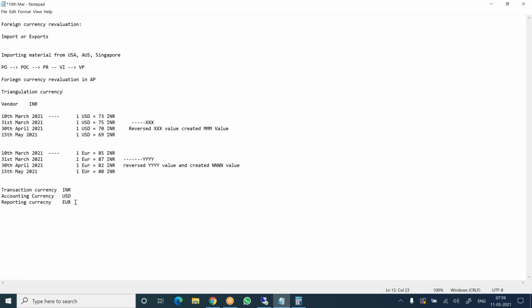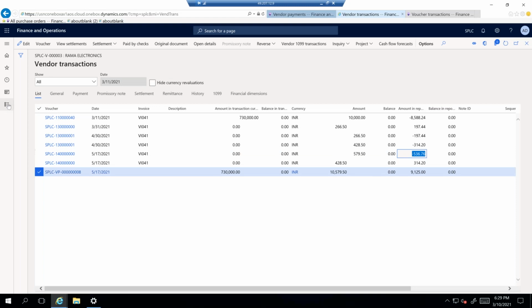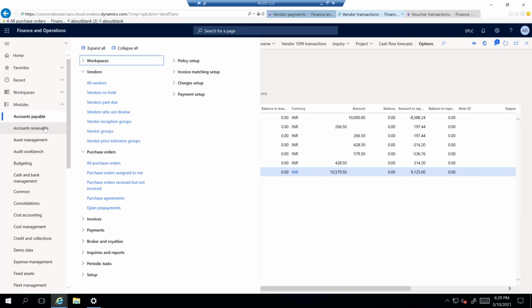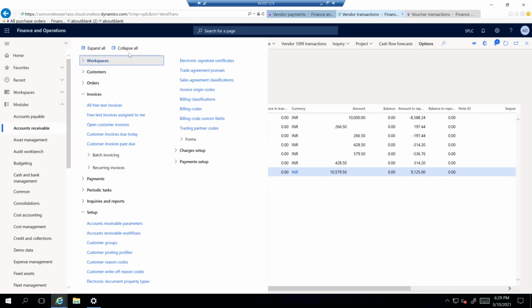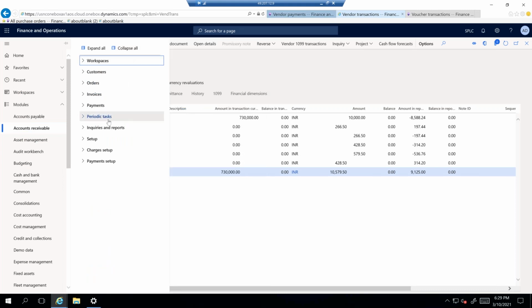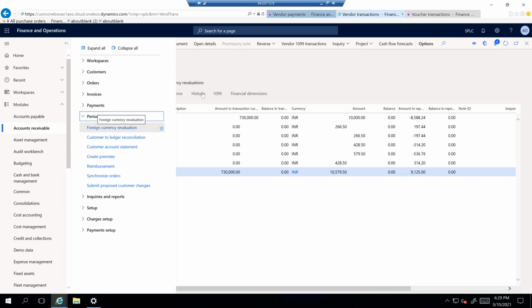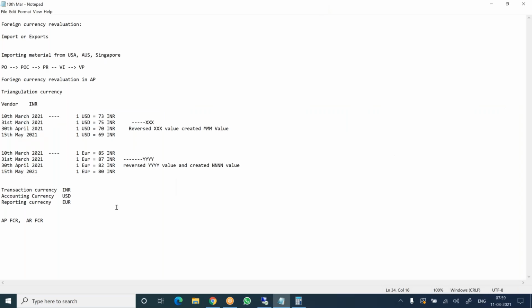Okay, fine. There are two things I need to explain. One is we understood AP foreign currency revaluation, and AR foreign currency revaluation is the same, vice versa. You can practice with the AR side. AR side foreign currency revaluation will also be available in the accounts receivable module, under periodic tasks, foreign currency revaluation. So AR and AP I have explained; AR you need to practice.